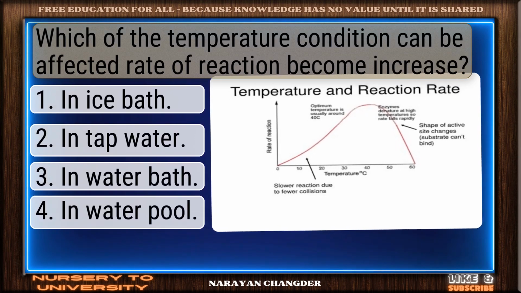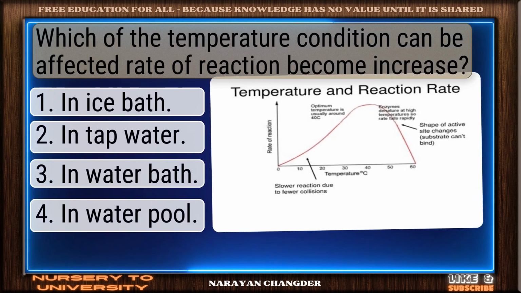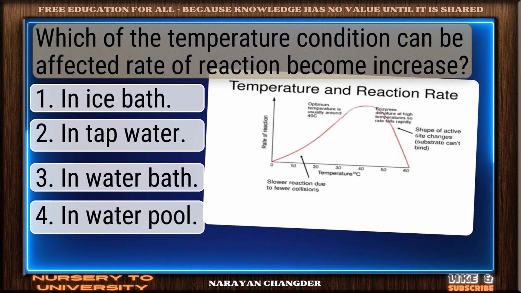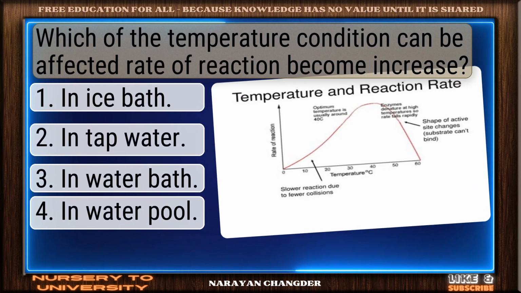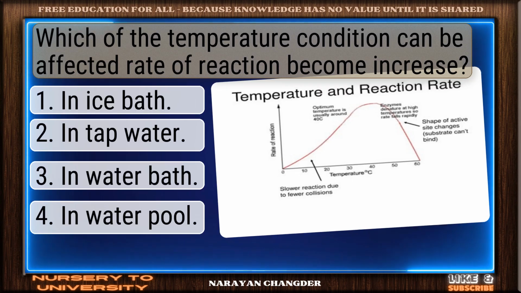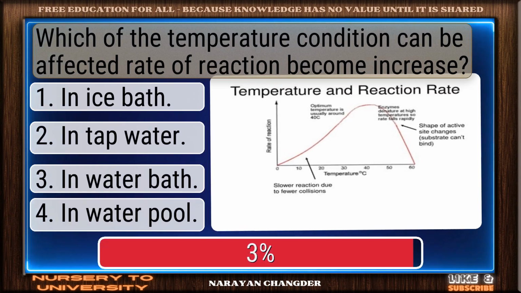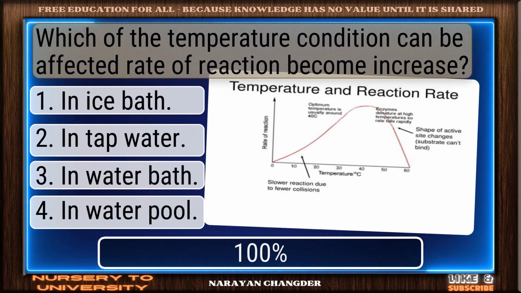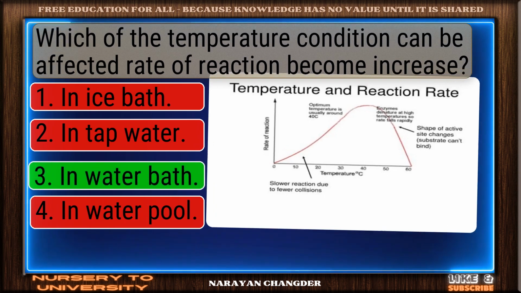Which of the temperature conditions can make the rate of reaction increase? Option 1, in ice bath. Option 2, in tap water. Option 3, in water bath. Option 4, in water pool. On track, in water bath.